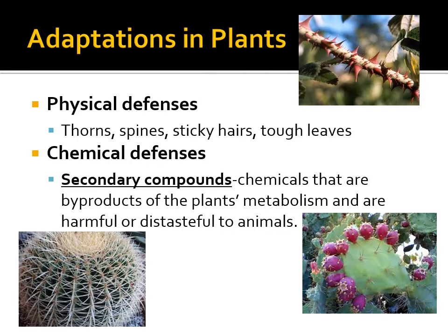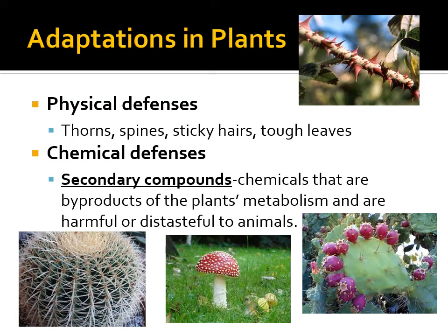Also, plants might have chemical defenses. They might be able to produce different types of secondary compounds, chemicals that are byproducts of the plant's metabolism and are harmful or distasteful to animals. So plants might be able to produce some chemicals that make them taste nasty or poisonous to organisms trying to eat them. So that's another defense they can have to prevent them from being eaten so easily, even though they can't move out of the way.